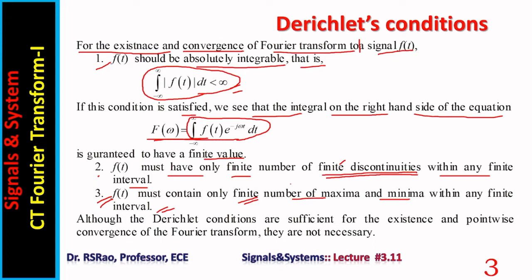One can notice a very little difference between these two sets of conditions. Although the Dirichlet conditions are sufficient for the existence and pointwise convergence of the Fourier transform, they are not necessary. It implies there are signals, even though they do not satisfy Dirichlet conditions, that have Fourier transforms. Now let us move further.